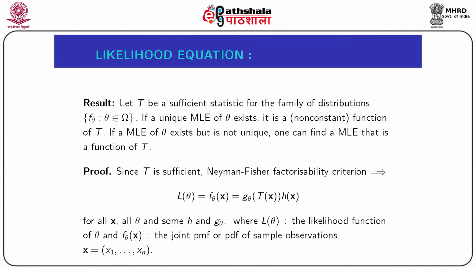As an outline of proof, we can say, since T is sufficient, using the Neyman-Fisher factorizability criterion, we can say the likelihood function L(θ), which is by functional form nothing but the joint PDF or PMF f_θ(x), is equal to g_θ(T(x)) times the function h(x), for all x, for all θ, and for some h and some function g_θ, where L(θ) is the likelihood function of θ and f_θ(x) is the joint PMF or PDF of the sample observations x = (x1, x2, ..., xn).